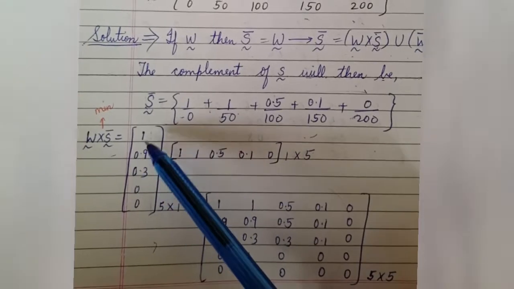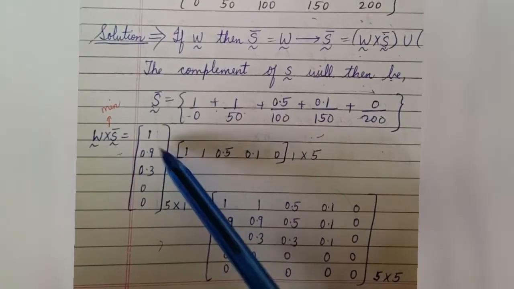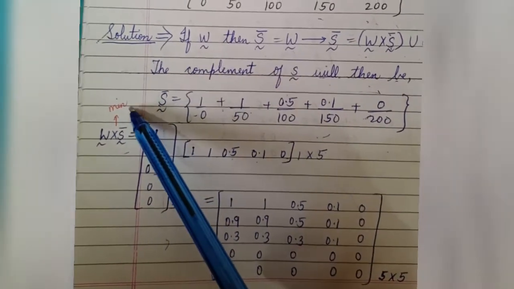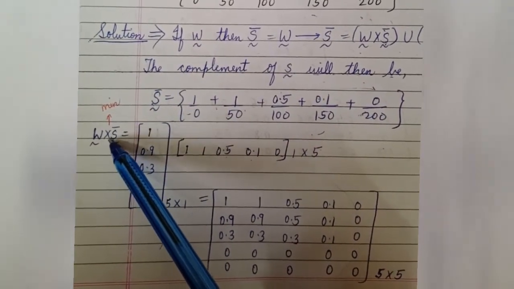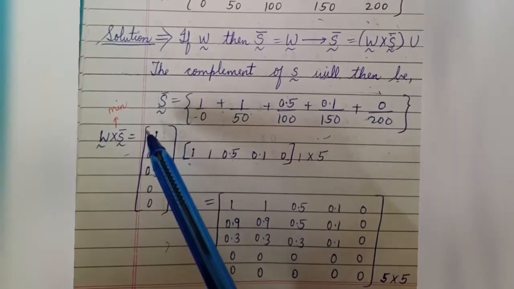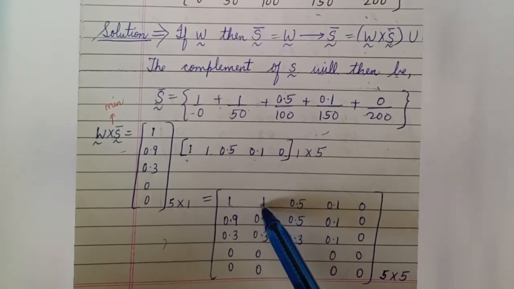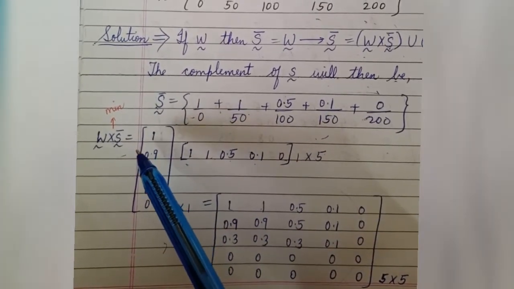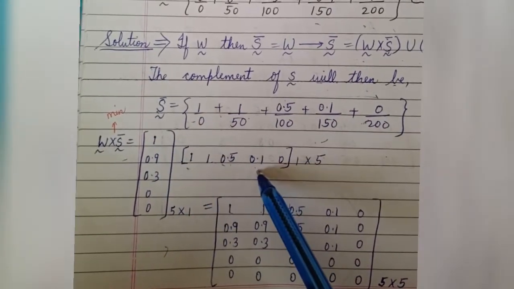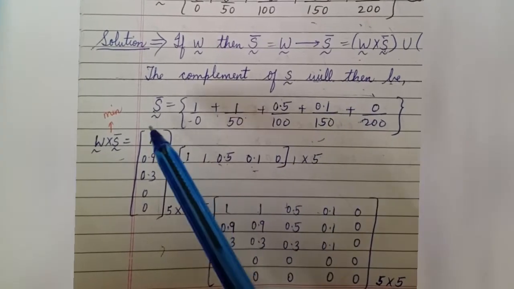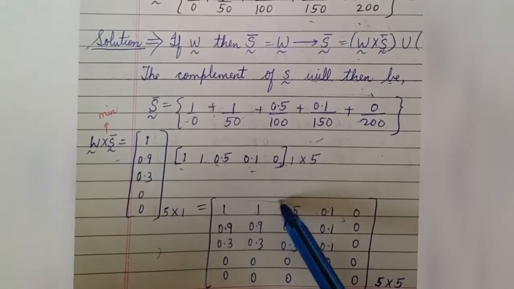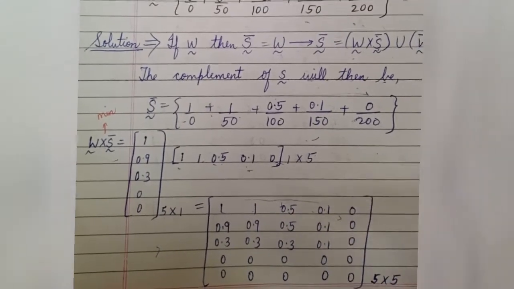Now let's consider the first element of this matrix, compare it with each element of the other matrix and select the minimum to find the Cartesian product. Let's start. 1 and 1, minimum is 1. Next element, 1 and 1, minimum is 1. Compare elements and select the minimum. 1 and 0.5, minimum is 0.5. 1 and 0.1, minimum is 0.1. 1 and 0, minimum is 0. This is the first row.